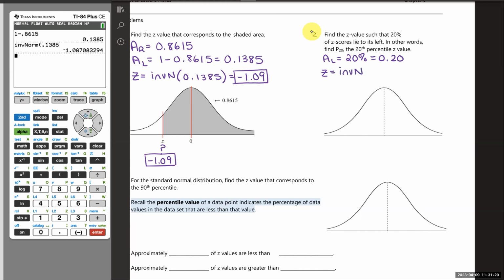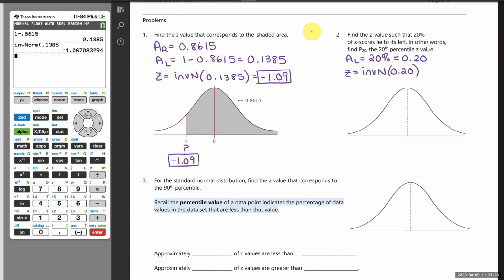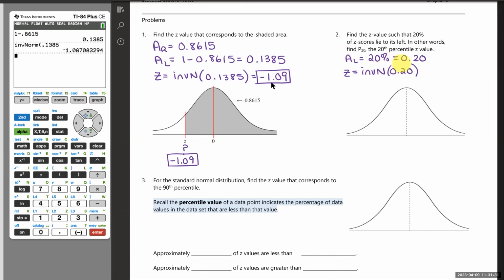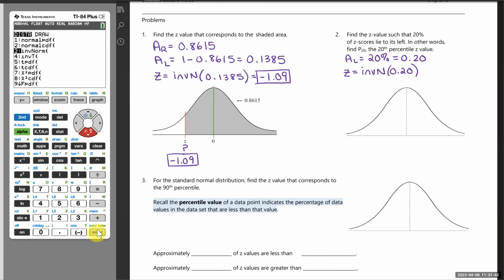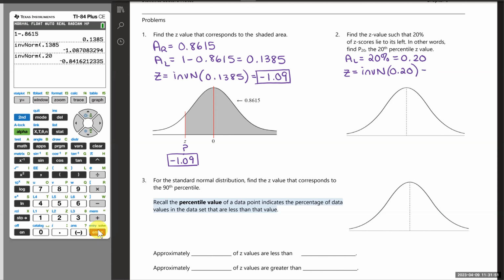All right, so these are the easy cases because there is no work to do. If you know the area left, that's exactly what you need to enter into inverse norm. So you just go directly to inverse norm. So it's important to see the difference between these two questions. And as long as you remember you need area left, you should be good. All right, let's see if that makes sense on our picture. So we'll inverse norm 0.20, and that's a negative 0.84.